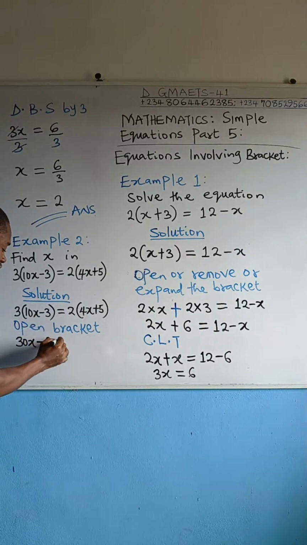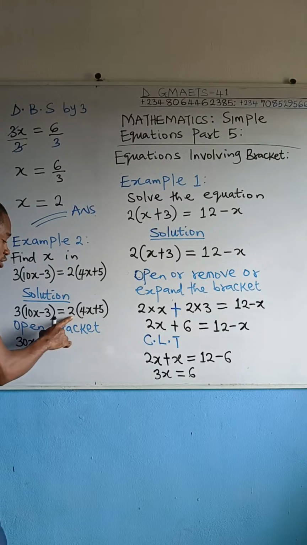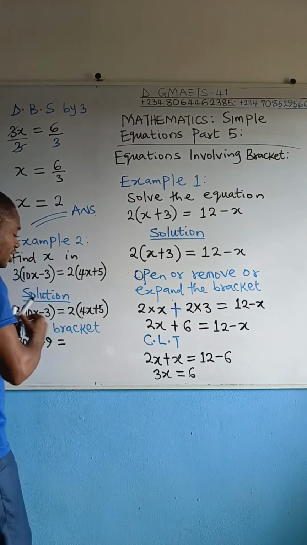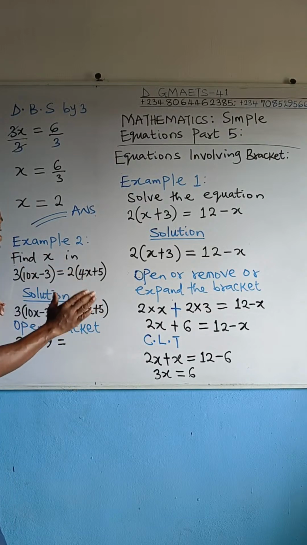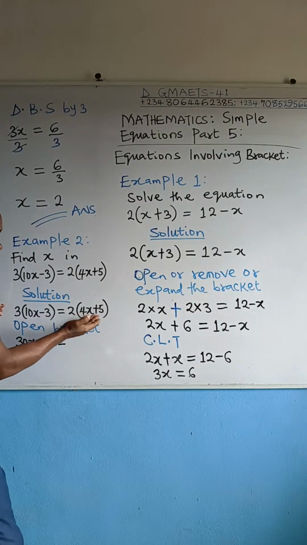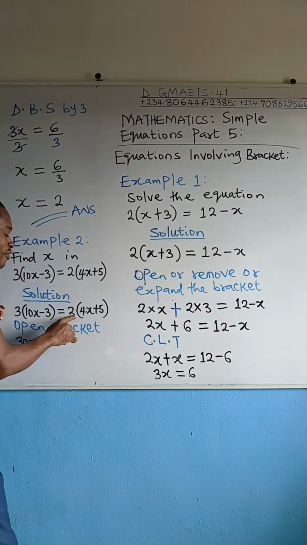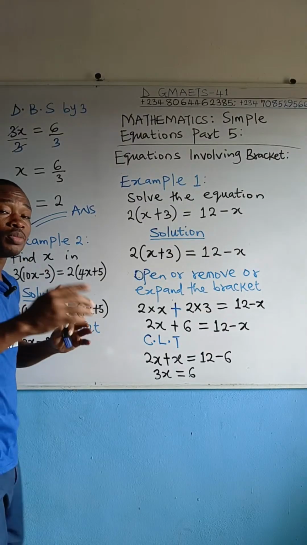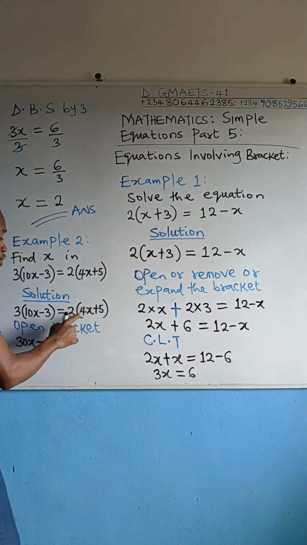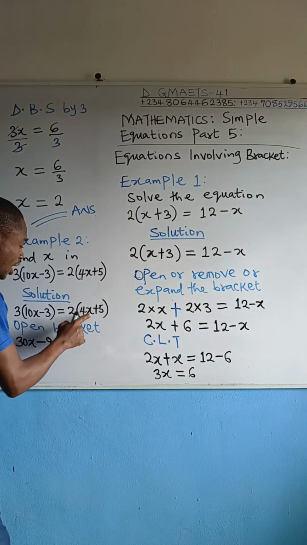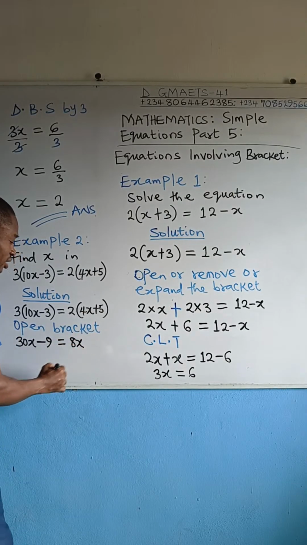The next thing you see is equal to. Do the same thing here. Use this 2 to multiply 4x. Use the 2 to multiply plus 5. Again, this 2 is positive, so all the signs in the bracket will remain the same. They will not change. The sign you have in the bracket is plus 4x, and then plus 5. So if I open this bracket, everything will be plus. Nothing will be minus there. So we go. 2 times 4 will give you 8. So this will be 8x.